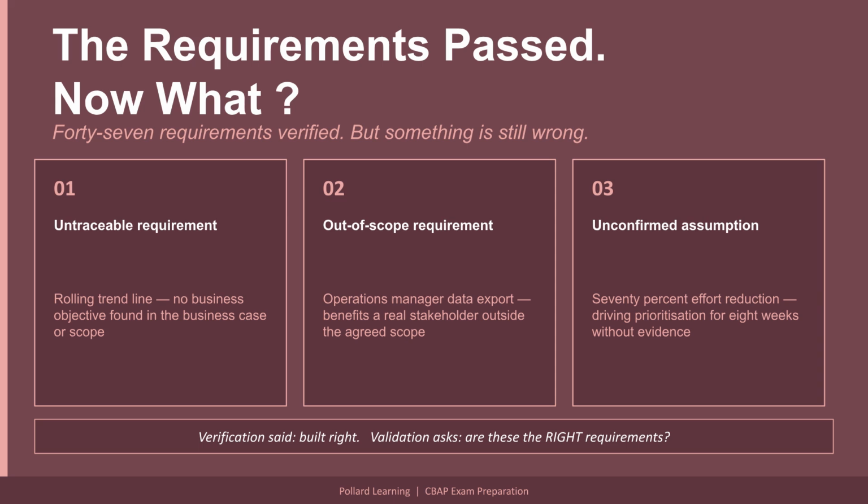The third, the requirement that automated data consolidation will reduce manual finance team effort by 70%. That figure has been in the requirements set since the beginning. Nobody in the room can confirm where it came from. There is no baseline measurement of current manual effort. There is no analysis behind the figure. It is an assumption, and it has been driving prioritization decisions for 8 weeks.